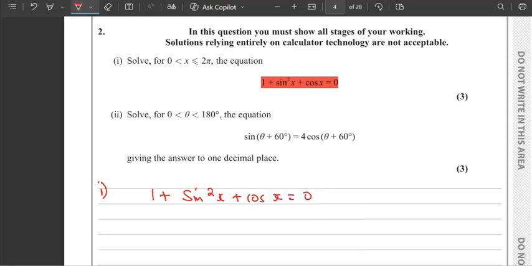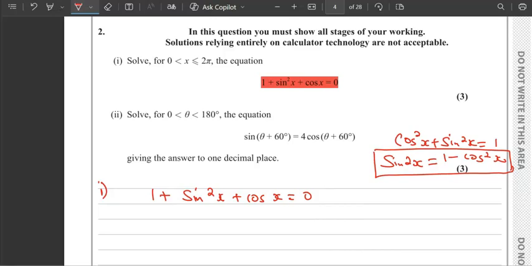Now, in this case, we'll apply the concept of the identity. Recall that cos squared x plus sine squared x equals 1. So to make sine squared x the subject, we'll have sine squared x equals 1 minus cos squared x. So this is what we'll use.